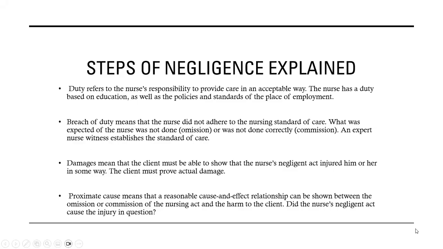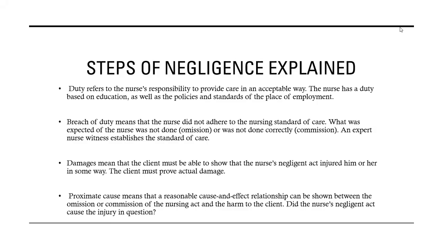Okay. What were those injuries? Do we have x-rays? Do we have reports and everything that's supportive data? Proximate cause means that a reasonable cause and effect relationship can be shown between the omission or the commission of the nursing act and the harm of that client. Did the nurse's negligent act cause the injury in question?